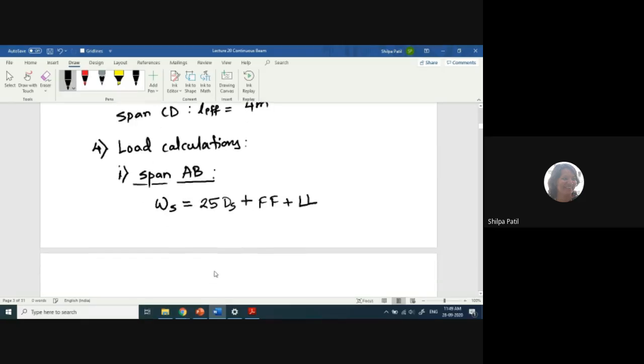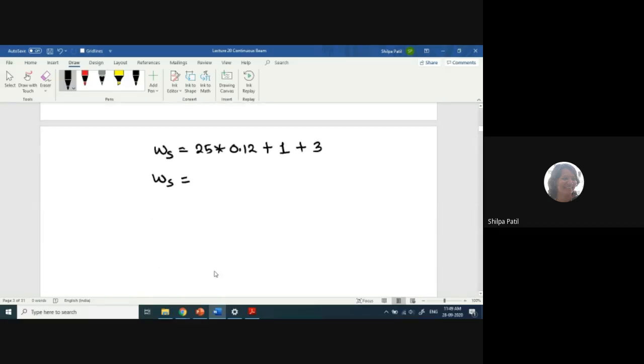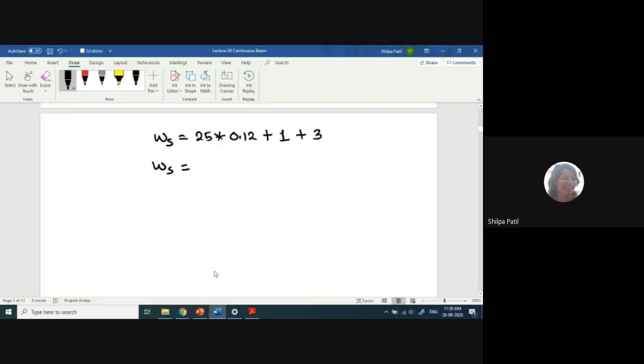So let us calculate first WS. WS will be equal to 25 into depth of the slab. I will calculate it in kilonewton meter. So it is 0.12, right? Plus floor finish is 1, right? And live load is 3. So find out the load acting on the slab. Seven kilonewton per meter square.